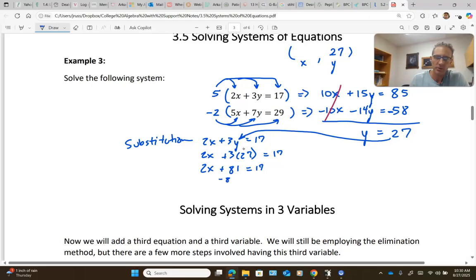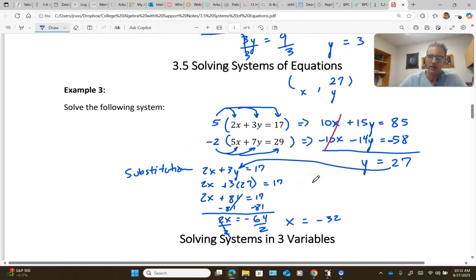Now I'm going to need to subtract 81 from both sides. And that'll leave me with 2x is equal to, I believe that's going to be negative 64. And then I'll divide both sides by 2. And this will give me x is equal to negative 64 divided by 2, which is a negative 32. And so that's the value for x that I come up with.